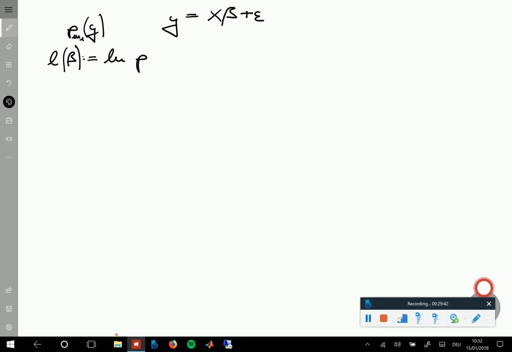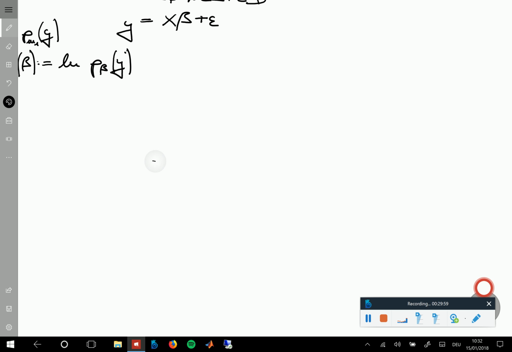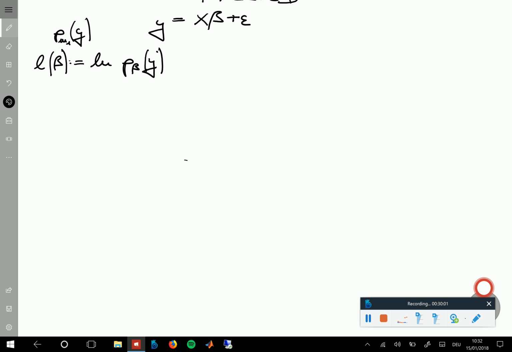Although I would say under the parameters, because given always sounds a little bit Bayesian, and we are not in a Bayesian scenario, so we don't have a probability over beta. It's the probability of the data as a function of the parameter.